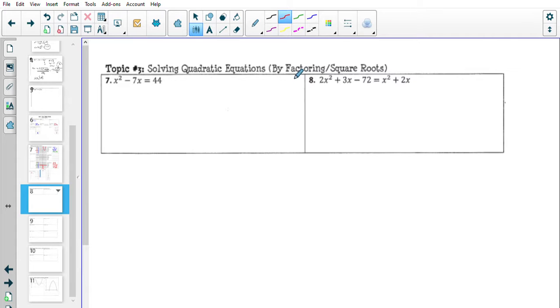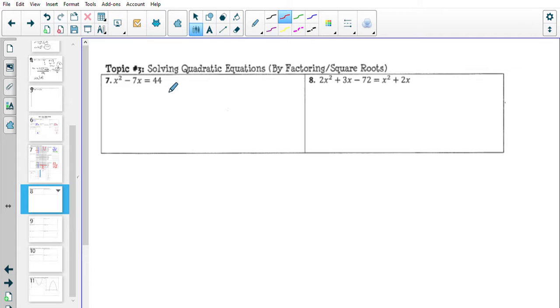Now the nice thing is that any sort of question that I ask you on a test and it just says solve, you can use any method. You do not have to factor if you don't want to, but you're more than welcome to. You can use factoring, you can use quadratic formula, you can graph it. It does not matter which way you want to do it.